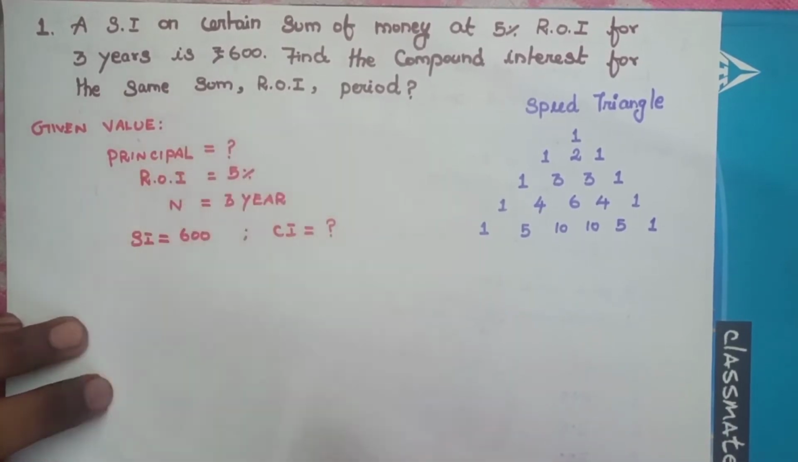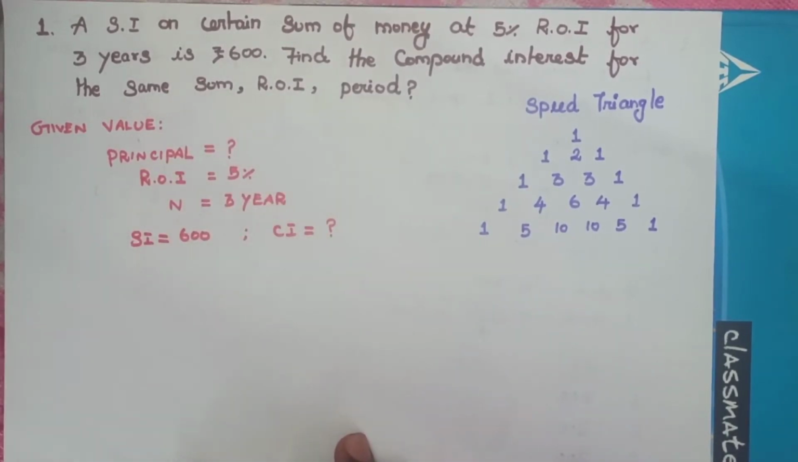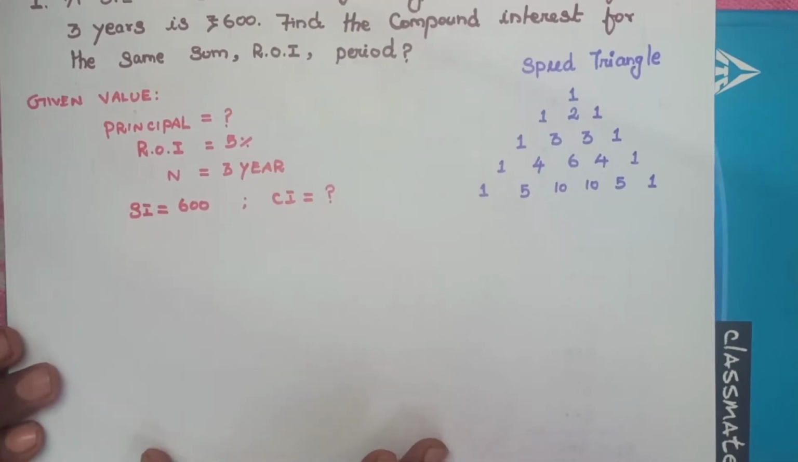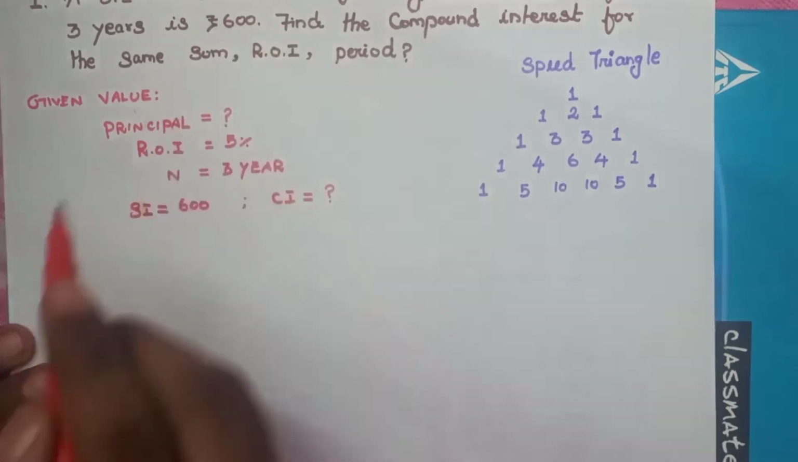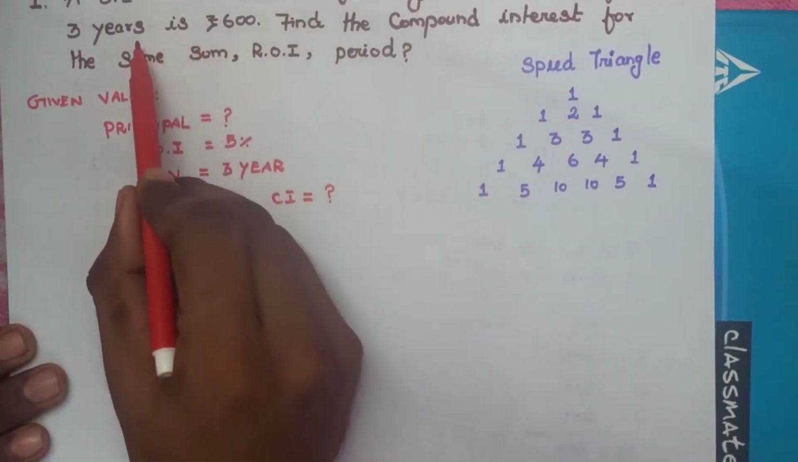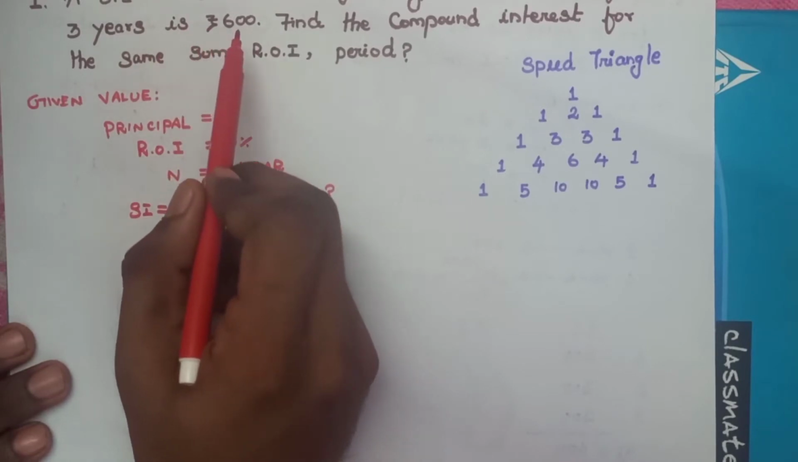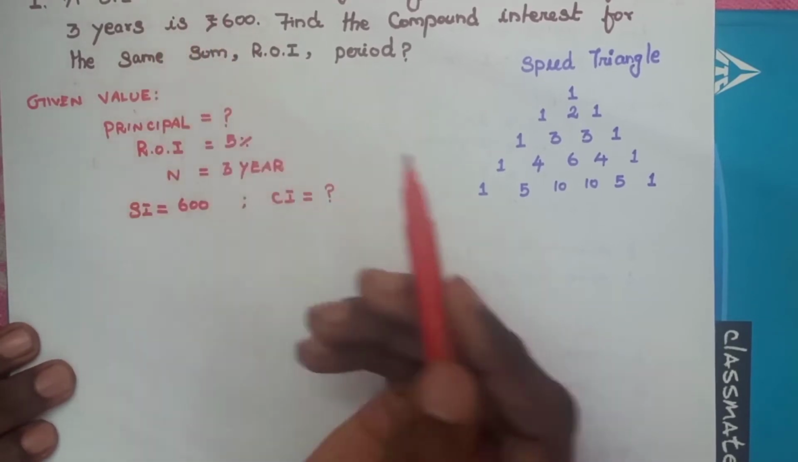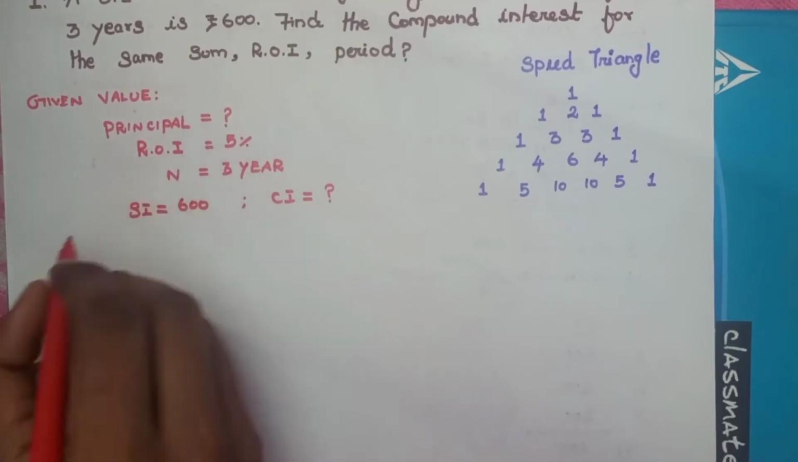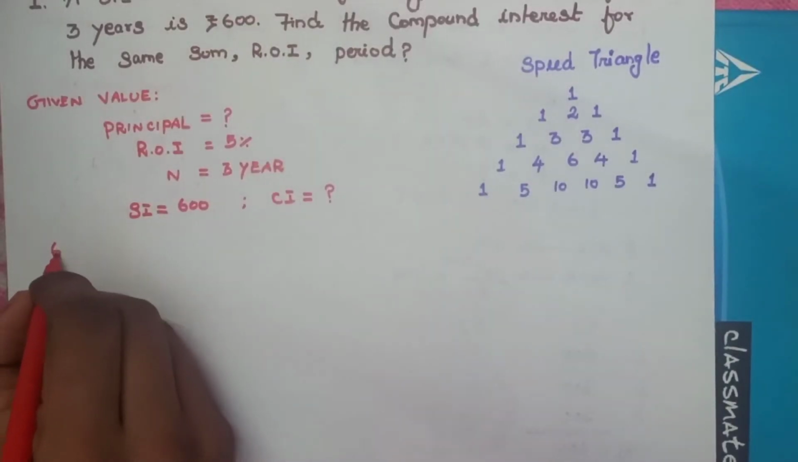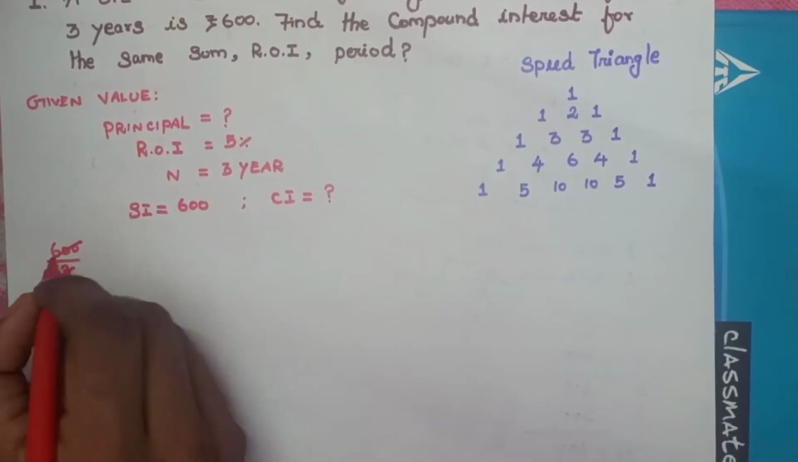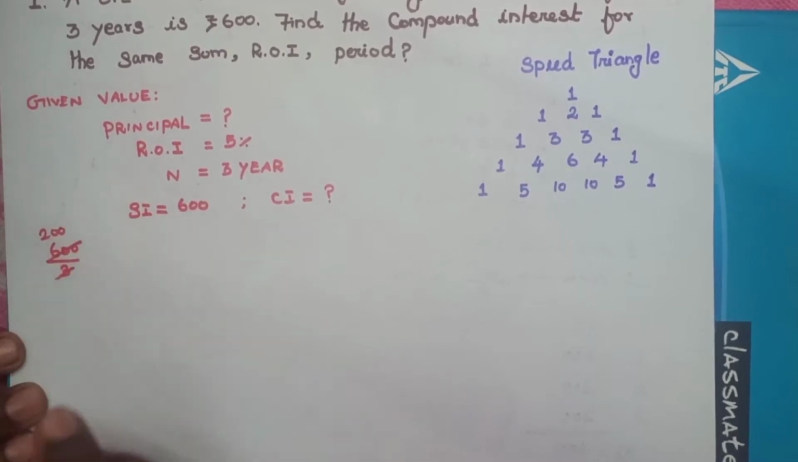Here we don't know the principal, and let me try to solve this problem using a shortcut method. I have told you, in a simple interest scheme, you will get the same interest amount at the completion of every year, right? Here, with a 3-year maturity period, you will get rupees 600 as your whole simple interest amount. Then what is the 1 year interest amount? Just 600 divided by 3, 200, and rupees 200 you will get every year is your simple interest amount.